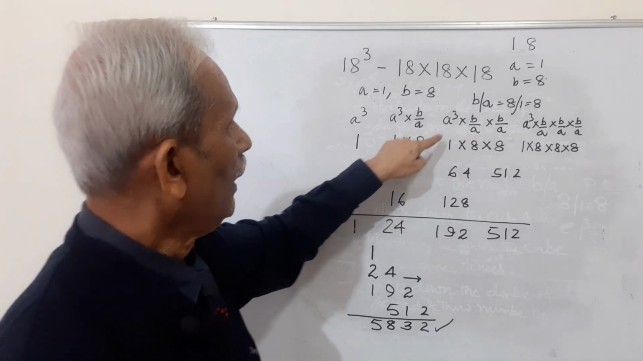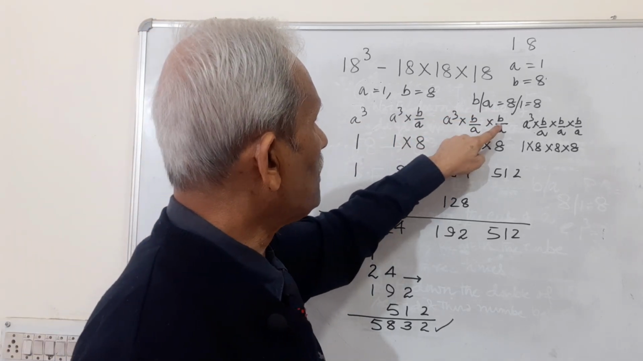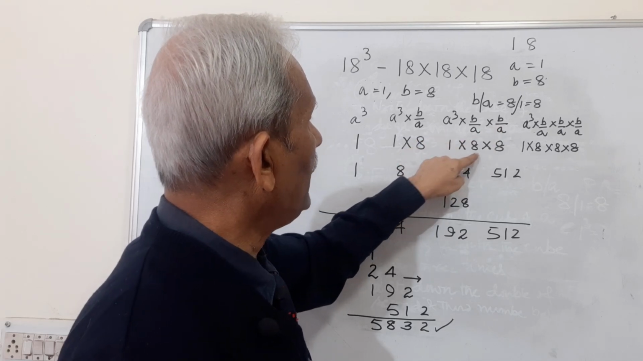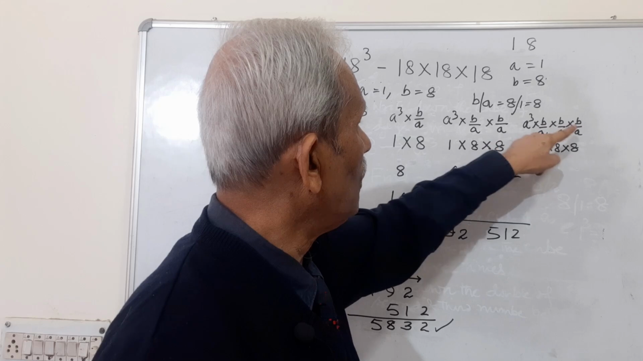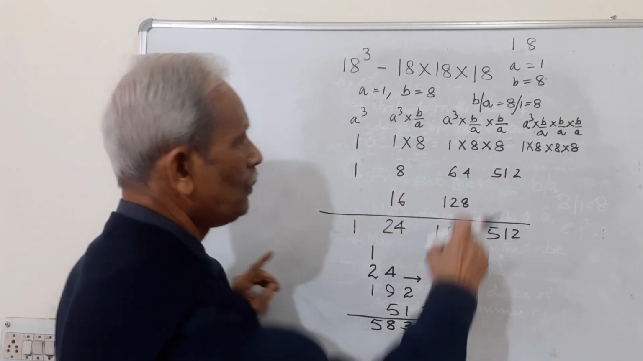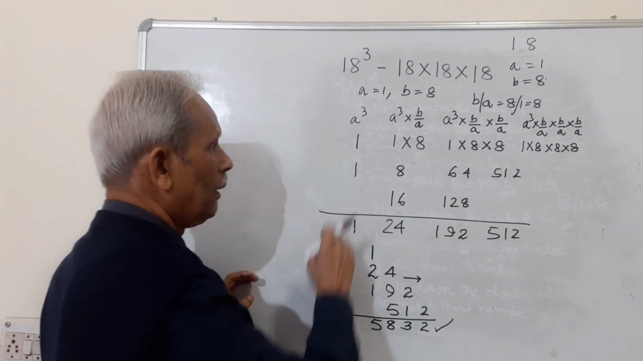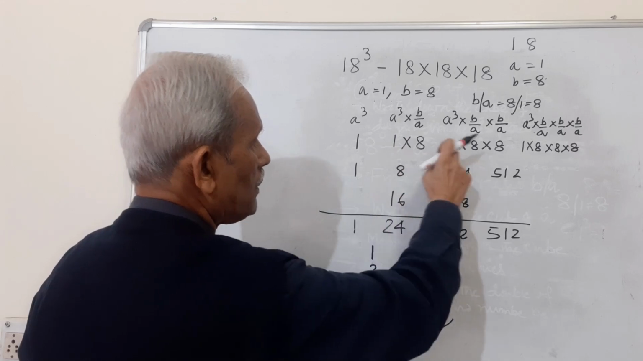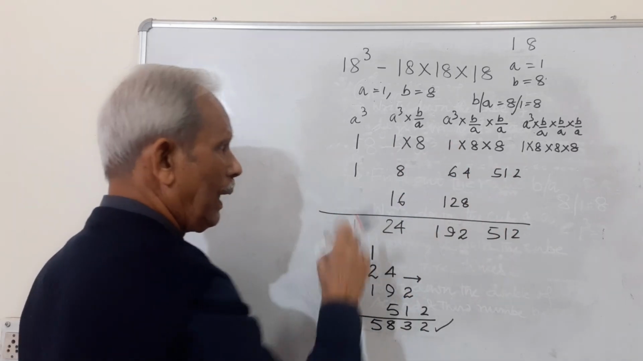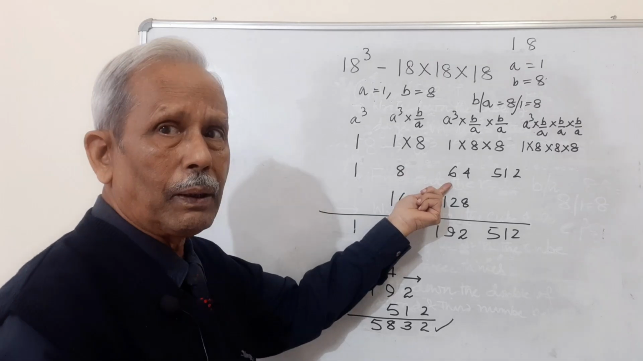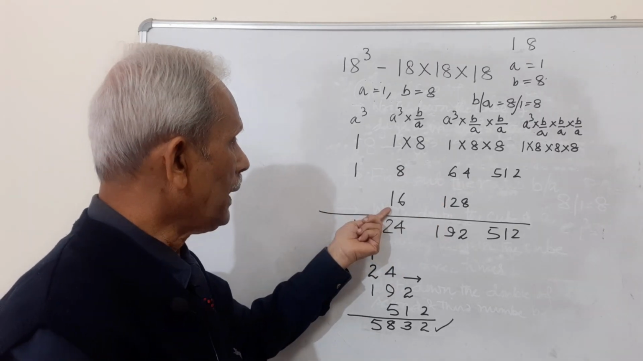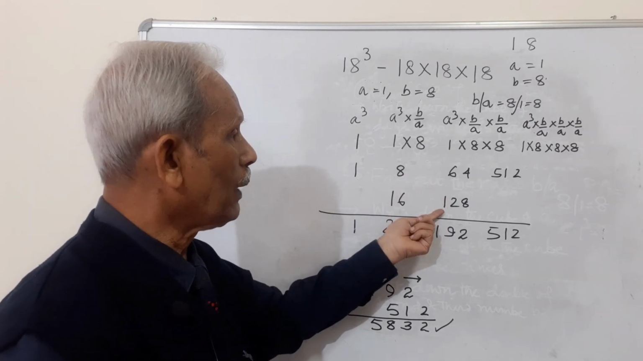A cube multiplied 2 times by B by A is 1 into 8 into 8. And then 3 times, A cube into B by A into B by A into B by A. Write down: 1 into 8 into 8 into 8. Now multiply this: 1, 8, 64, 512. Then the next step is to double the second number and the third number. Double of 8 is 16, and 64 into 2 is 128.